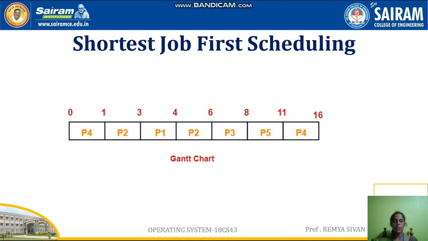I hope all of you understood this Gantt chart. In the Gantt chart, P4 will be executing only for 1 millisecond. Its actual burst time is 6, but it is not executing 6 milliseconds, because at time 1, P2 has come. P2's remaining time is less than P4's remaining time, so P2 will be taking the processor.